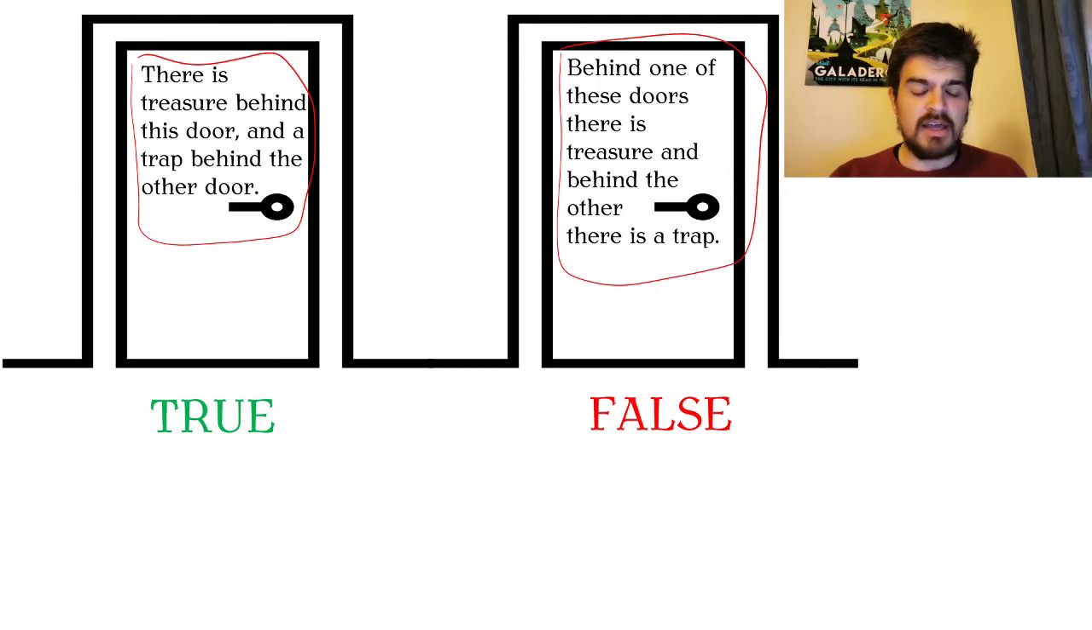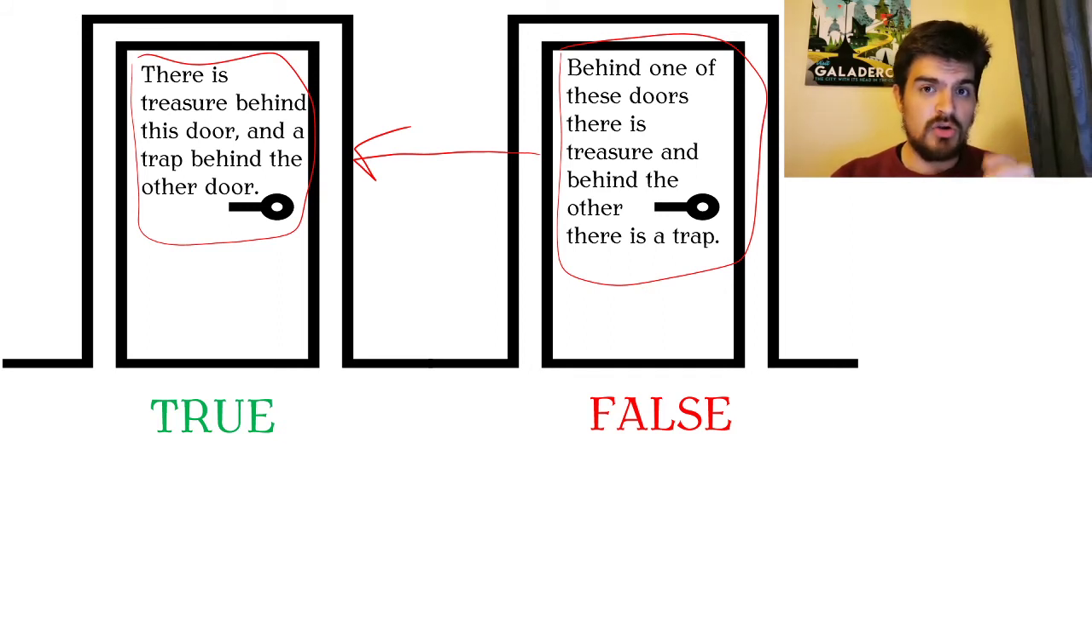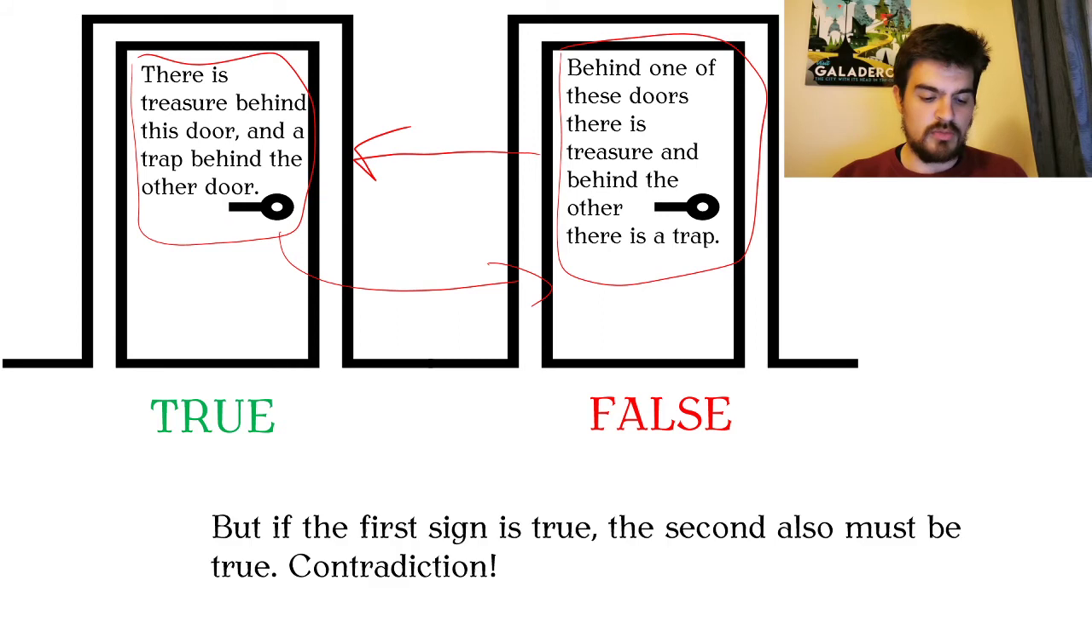But if we have a look at the first statement, it precisely says there is one treasure and one trap. So if you assume that this one's false, that means there are either two treasures or two traps. So if this one's false, then this one also must be false. And conversely, if this one's true, then this one must be true.